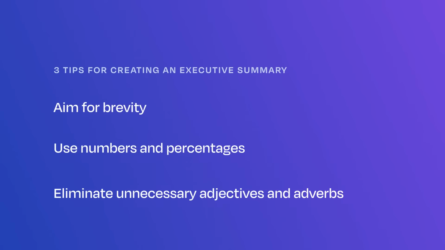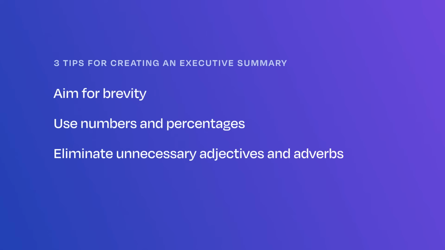Also, for an audit report to make an impact on the business, it must motivate leadership to act upon internal audit recommendations. So here's a few tips to help you create a strong executive summary. Aim for brevity as much as possible. Use numbers and percentages to help drive points home, and eliminate any unnecessary descriptive adjectives and adverbs.